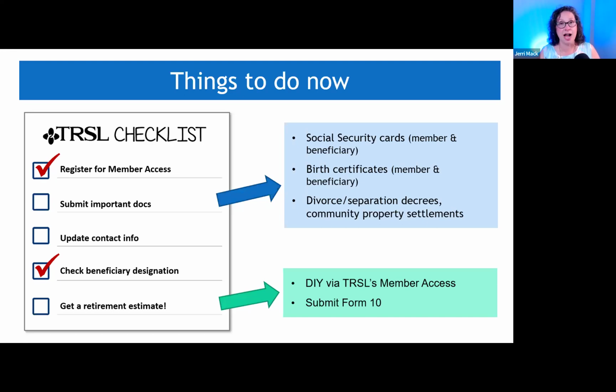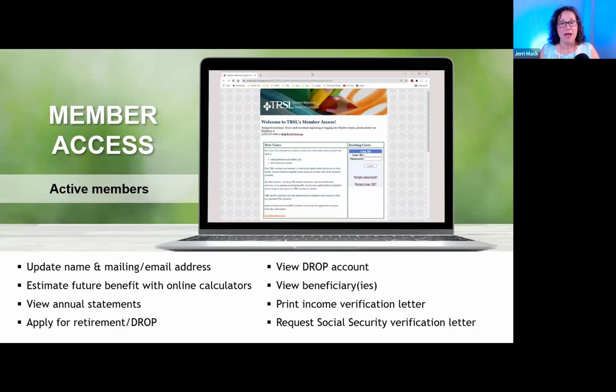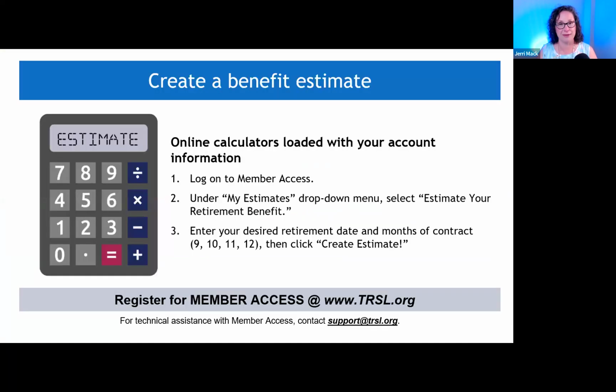You can also get a retirement estimate online. You can do it yourself at our Member Access, or if you're not able to do so at Member Access, through TRSL's Form 10, you can complete and submit. Member Access has lots of cool things that you can check out. You can update your name, mailing, email address, estimate future benefits, view your annual statements. Why, you can even apply for retirement or DROP here. You can view that DROP account and watch it grow, and you can view your beneficiaries. But if you need to make changes, remember that's a Form 3.